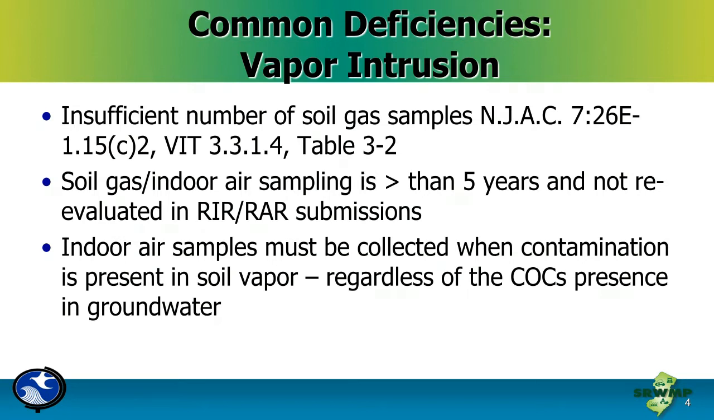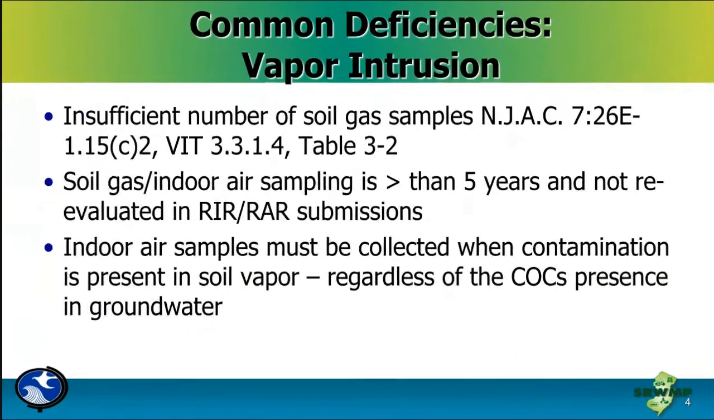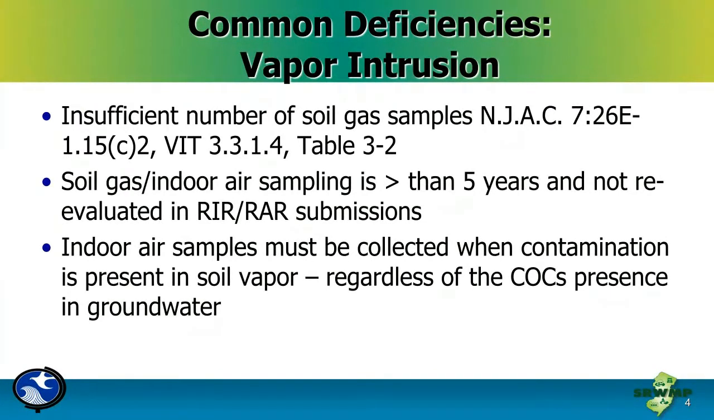Okay, so an example of this might be certification and submission of an RIR in 2020, where 2014 soil gas and indoor air results were used to support the updated receptor evaluation. In this instance, if groundwater persists above the groundwater screening level, then you should have recollected soil gas and indoor air samples. The third bullet: indoor air samples must be collected when contamination is present in soil vapor, regardless of the contaminants of concern present in groundwater.